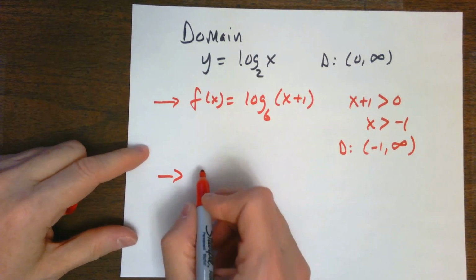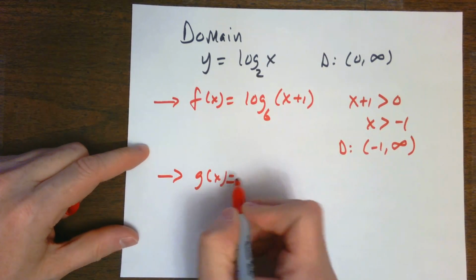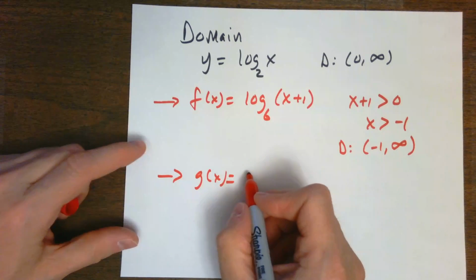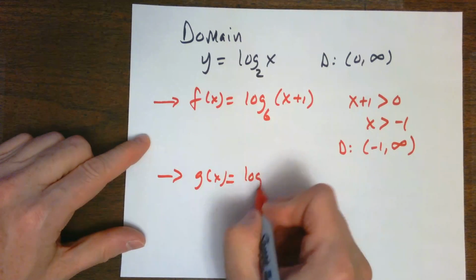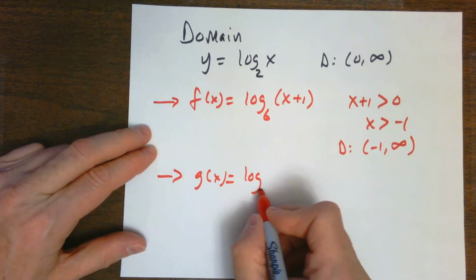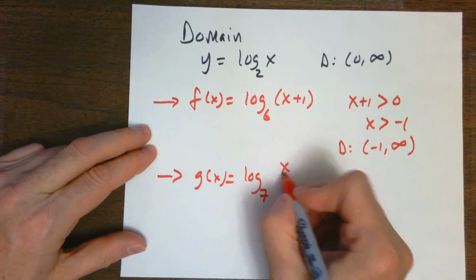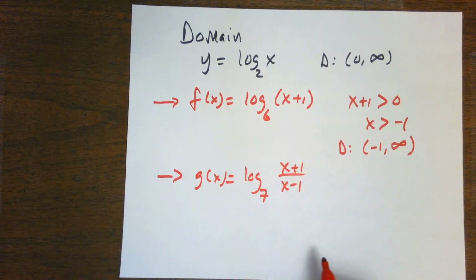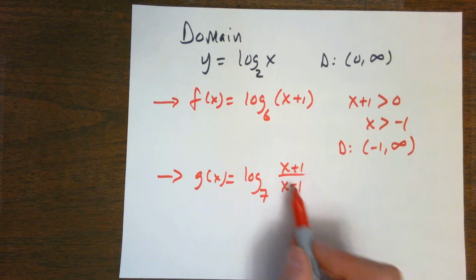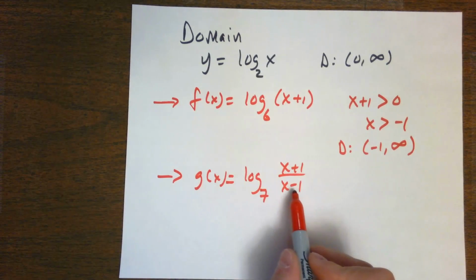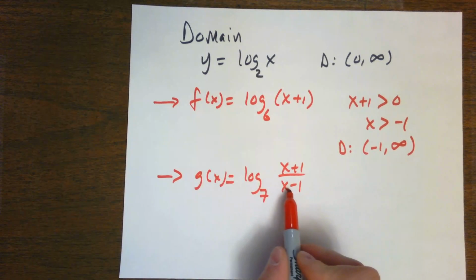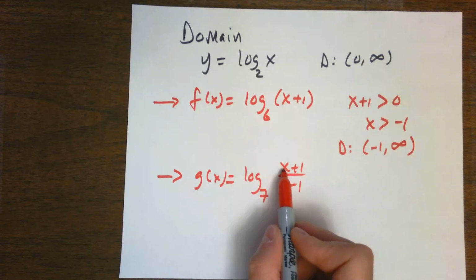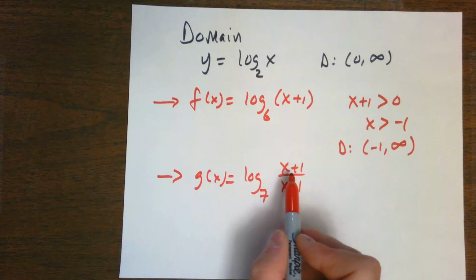All right, how about this one? A little bit harder. g of x equals the log base 7 of (x plus 1) over (x minus 1). Oh gosh, this is a really tough one here. The first thing that occurs to me is I know I cannot have 1. If I have 1 here, then this is going to be undefined. It's over 0. If I have negative 1, 0 over anything is 0, so I can't have negative 1.